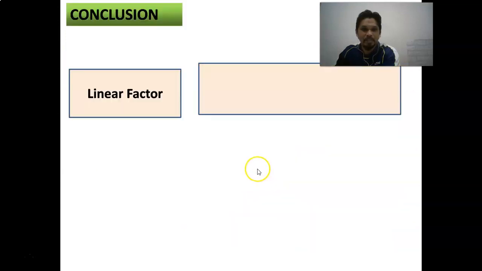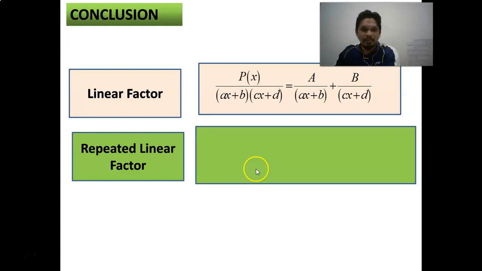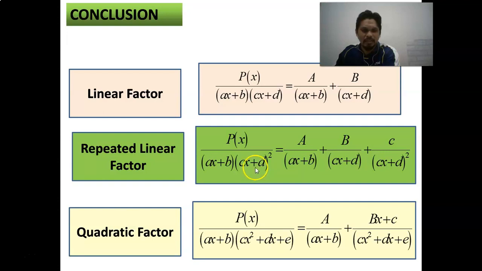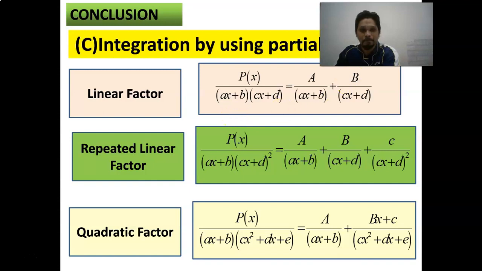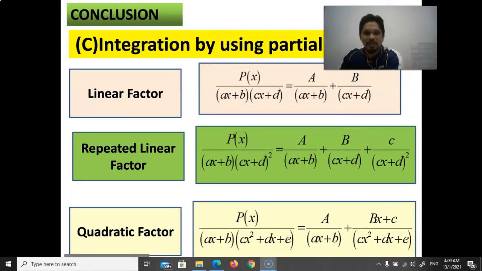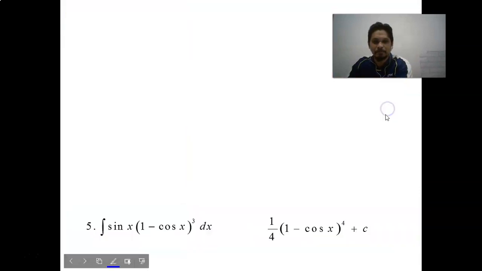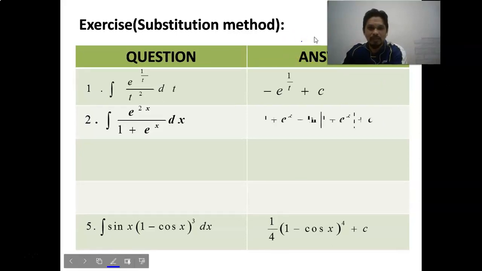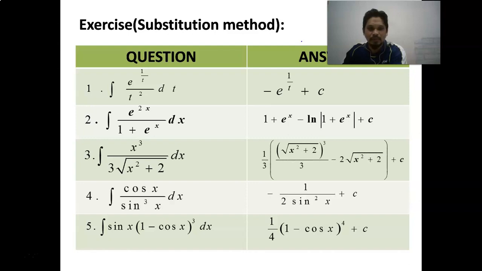Integration by parts. Linear factor, repeated linear factor, and quadratic factor that cannot be factorized, please refer to the previous notes of chapter 5 or 6 for this polynomial. Integration using partial fraction. So these are all some questions for you to try, and the final answers I provide to all of you. That's all for today.